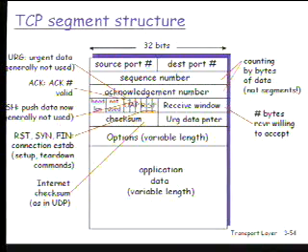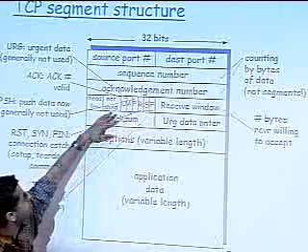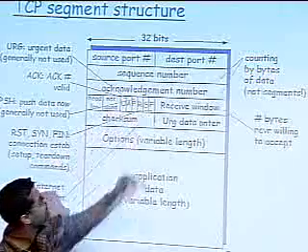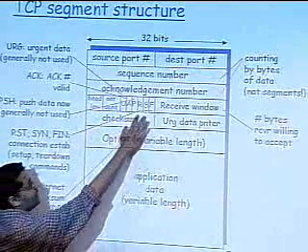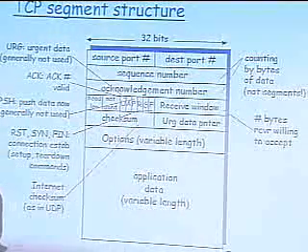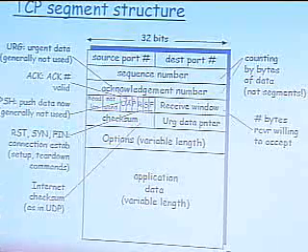To understand how connection management and flow and congestion control work, you have to look at these different fields: the sequence number, the acknowledgement number, the receive window, and the bits or the flags which are here. So there are flags like R, S, F, and A, which are very important for connection management.